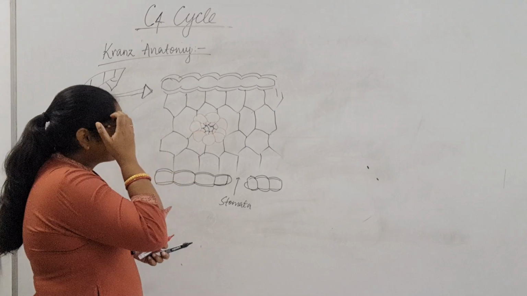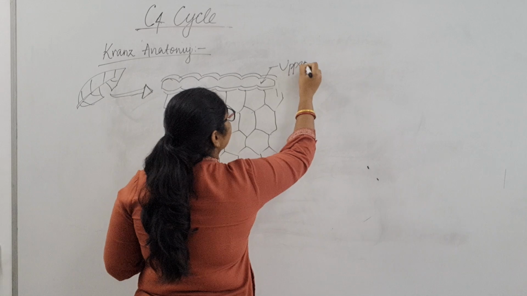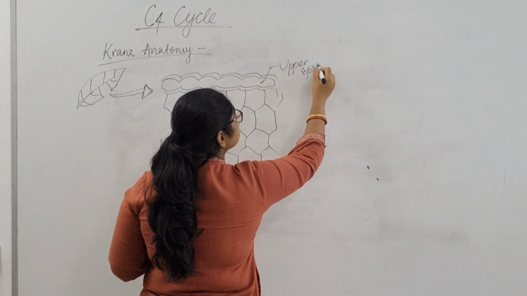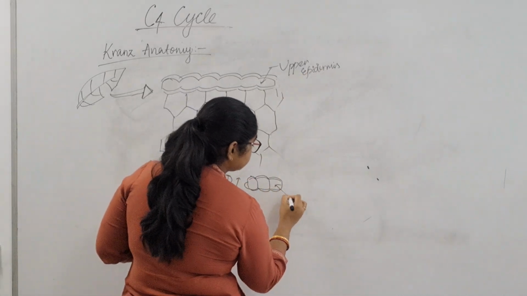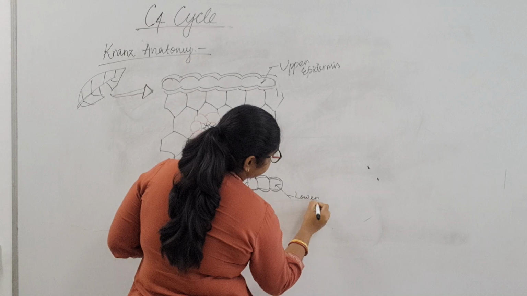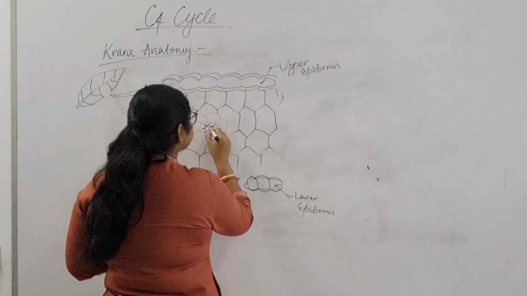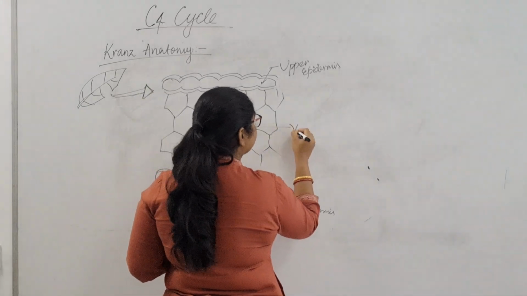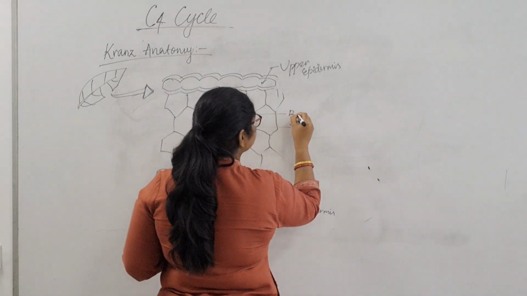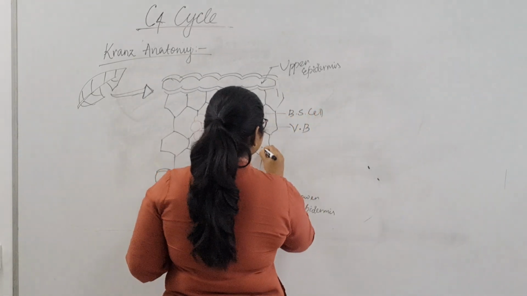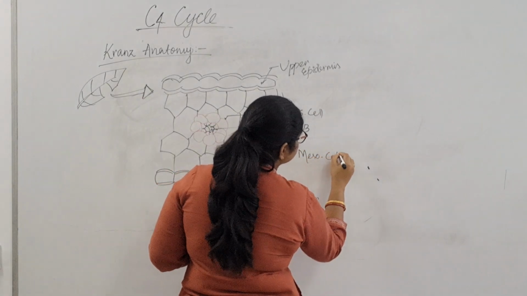Okay. So now, as I said, this is the upper epidermis, the upper layer of the leaf. This is the lower epidermis. This is the vascular bundle, xylem and phloem. These are the bundle sheath cells, and these are the mesophyll cells.